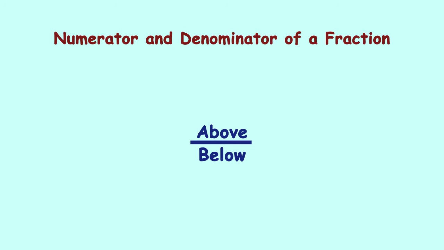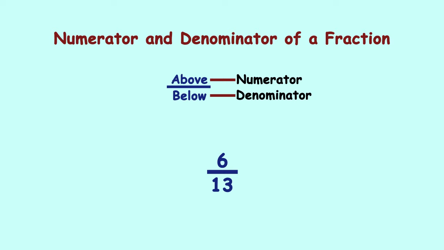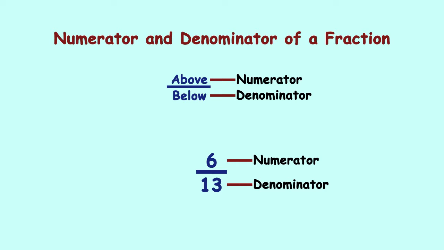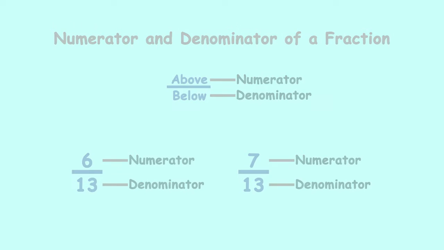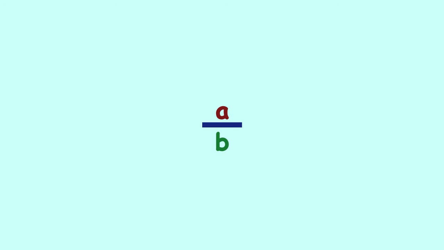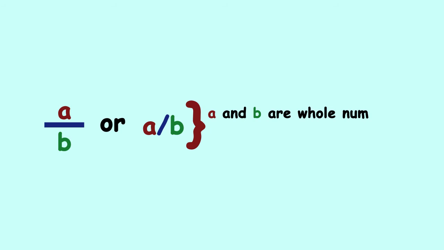In any fraction, the number written above the horizontal line is called the numerator and the one written below the horizontal line is called the denominator. Thus, in the fraction 6 upon 13, 6 is the numerator and 13 is the denominator. Likewise, in 7 upon 13, 7 is the numerator and 13 is the denominator. Thus, fractions are written in the form a over b or a/b, where a and b are whole numbers and b is not equal to 0.